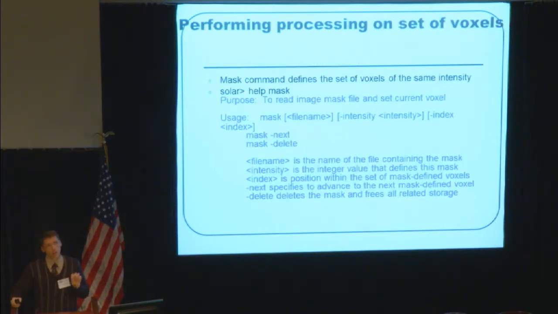Now, performing genetic calculations on individual voxels can be very cumbersome and tedious. So instead, you might want to define a mask. The mask command defines a set of voxels by basically defining a volume of the same intensity. If you type help mask, it will read an image mask file, which is supposed to be in the same coordinate system as your phenotype file. Then you set the current voxel intensity for the mask, and Solar will go around and analyze all the voxels that fall under voxels of this intensity in the mask. If you have ever used FSL, I'm sure this type of processing is going to be very familiar to you, because we basically stole it from the FSL package.